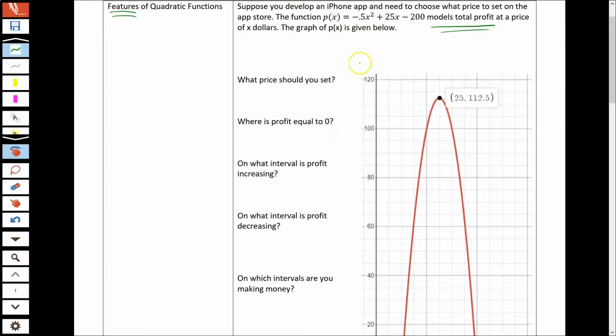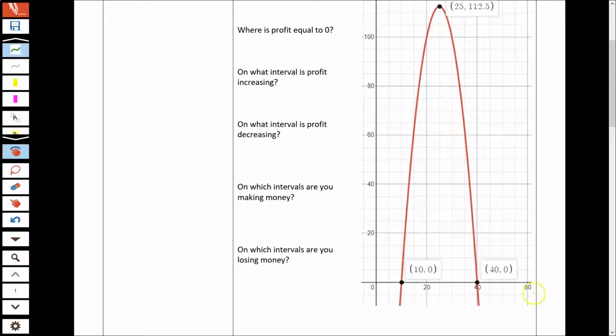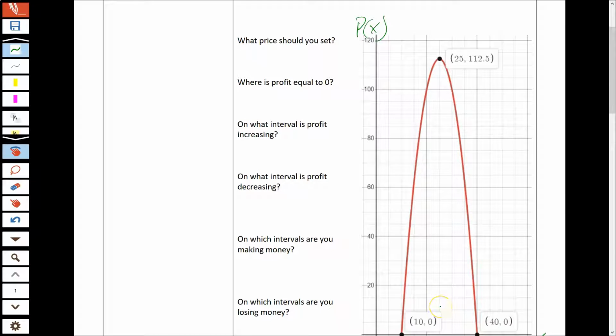So in this model, we have p of x is my y, right? And then x is my x, of course. And x is the price I set. P is the profit that I make. So if x is my price and p is my profit, what I am looking for when I set my price, I can choose any x. I want to choose the x with the highest y value, right? So I want to set my price to be $25.